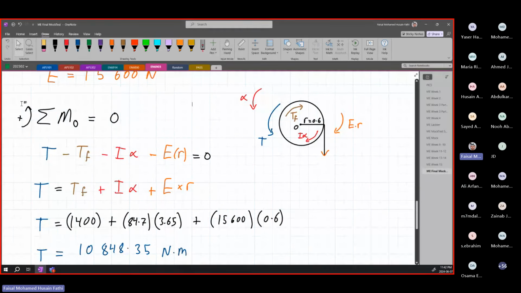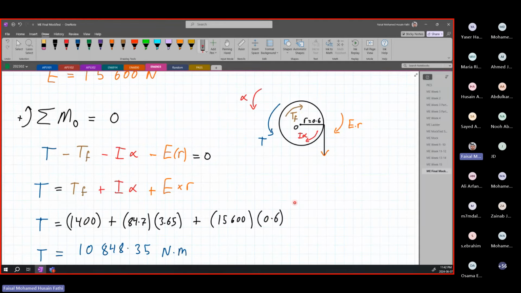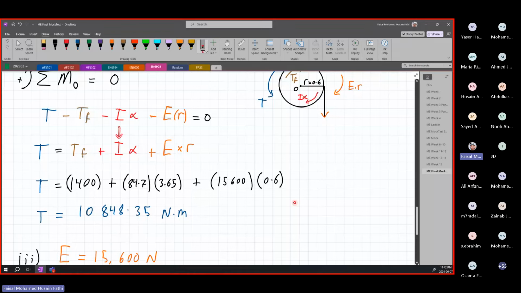Same thing now for the torque, but we're going to be using our sigma moment equation, moment about O. We're going to assume a positive direction. In this case, we could assume the counterclockwise as positive. Therefore, your torque is going to have a positive sign, and everything else will have a negative value because they're all going in a clockwise direction. So your TF, your I alpha, and your E times R. Once you do all of that, multiply, add them all together, you just plug in all your values that we have found early on.